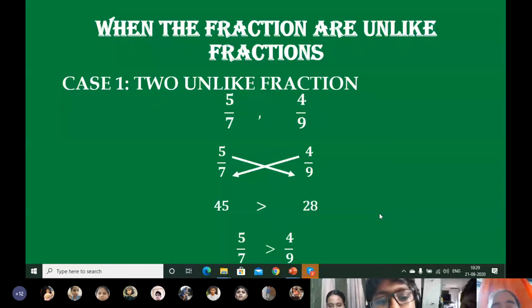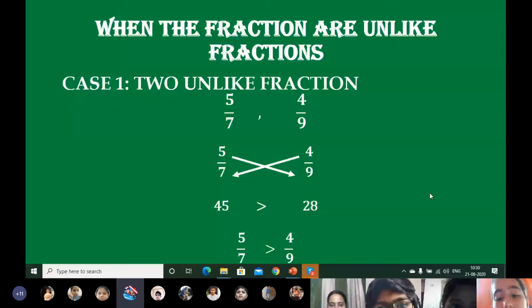Any confusion? Any confusion in this method? No, ma'am.